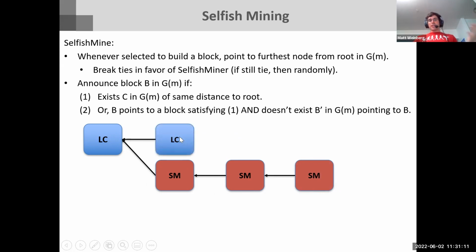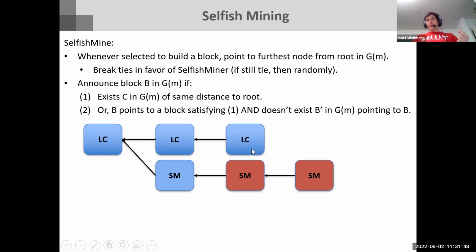Now the rest of the network produces a block, and that triggers me to broadcast. That triggers this case 1: there's some other block that someone announced that's the same distance to the root. So now I broadcast. Remember that the rest of the network is not tie-breaking in favor of me anymore. I'm poorly connected, right? Every single other miner heard about this honest block first. So if they create a block, they are definitely going to tie-break against me.